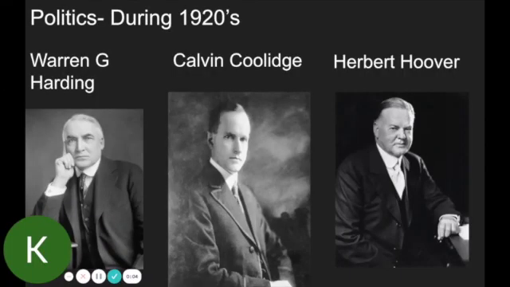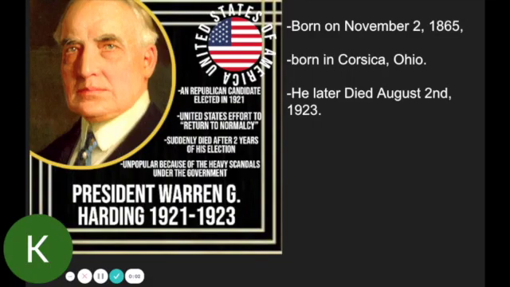So our 3 presidents of the 1920s are Warren G. Harding, Calvin Coolidge, Herbert Hoover. So learning more about Warren G. Harding, he had served 2 years, 1921 to 1923, after a sudden death. During his presidency, he was unpopular because of the heavy scandals under the government. He wanted a return to normalcy in the 1920s. A Republican candidate elected in 1921, he was born on November 2nd, 1865 in Ohio. He later died August 2nd, 1923, during his presidency.